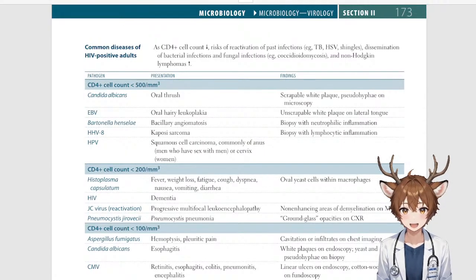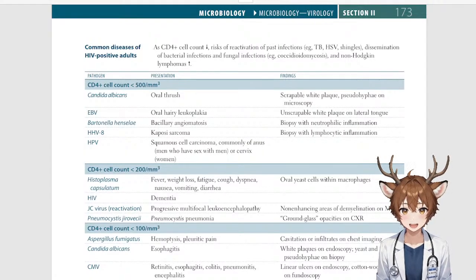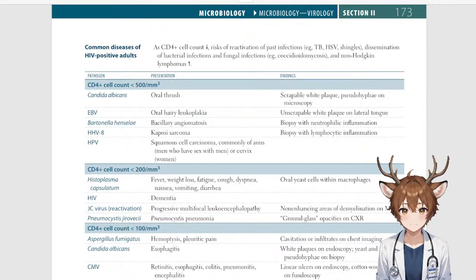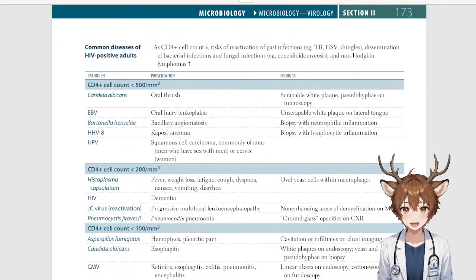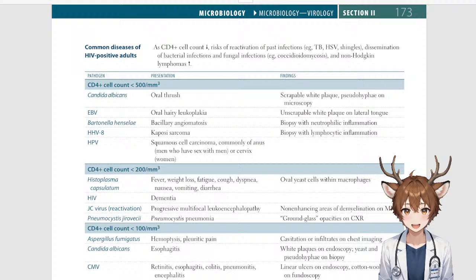What about CD4 counts that are less than 200? So now we're really in AIDS territory, I should say. They have HIV regardless in this case, but what if we're in actual AIDS territory? Less than 200. Histoplasma capsulatum: fever, weight loss, fatigue, cough, dyspnea, nausea, vomiting, diarrhea. You would have oval yeast cells within macrophages.